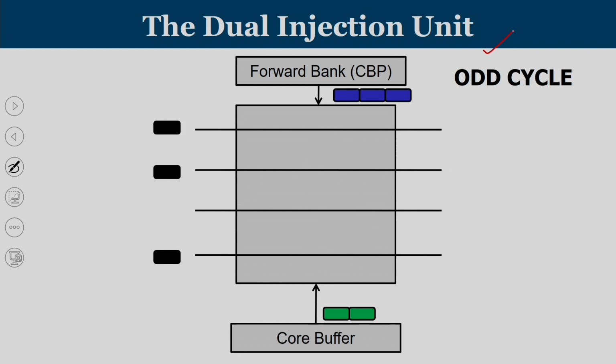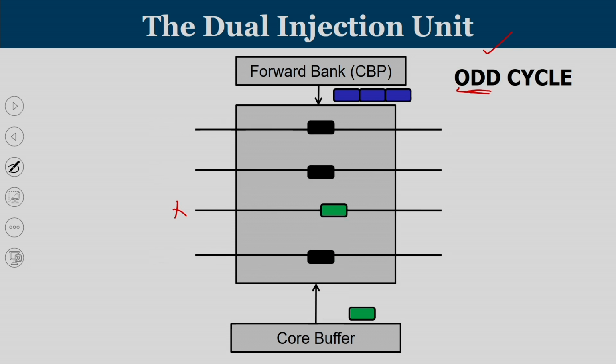You can see that in all odd cycles, can you look at the animations once again? You have one empty slot. Since there is an empty slot, a flit can be injected. So, if it is an odd cycle, a flit will be injected from the core buffer. The green flit that is there in the core buffer will enter and it will move on.